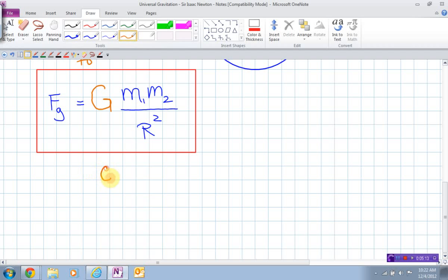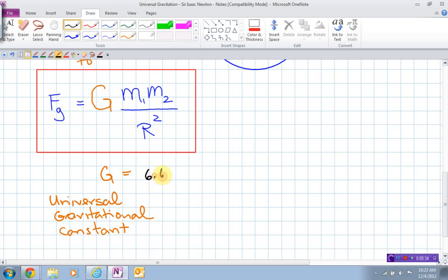The value for G, capital G, which is called the universal gravitational constant, is equal to the following number: 6.67 times 10 to the minus 11 newtons meter squared per kilogram squared, in modern terms. Of course, Cavendish did it differently, but that's what G stands for.